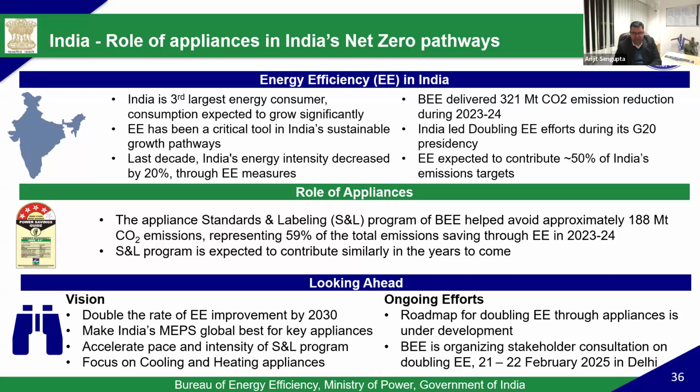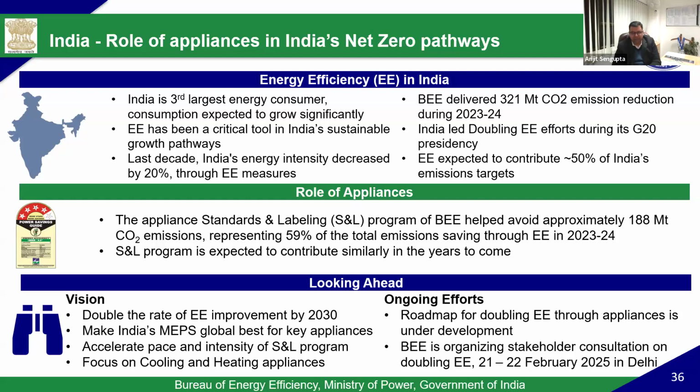Due to the various energy efficiency measures that our government has undertaken, the Bureau of Energy Efficiency, which is the nodal agency which has been tasked to promote the efficient use of energy and its conservation in the country, has been able to deliver 321 million ton of CO2 reduction, which is roughly around 10% of the country's total emissions. And in terms of million tons of oil equivalent, it translates into something like 53 million tons of oil equivalent.